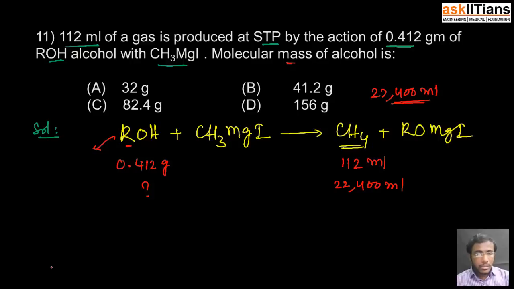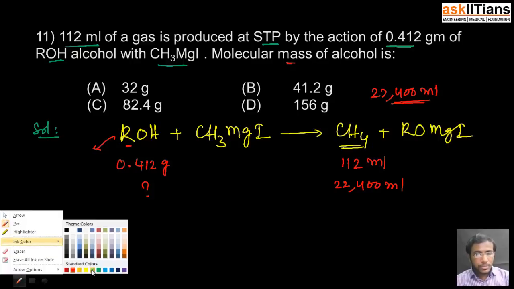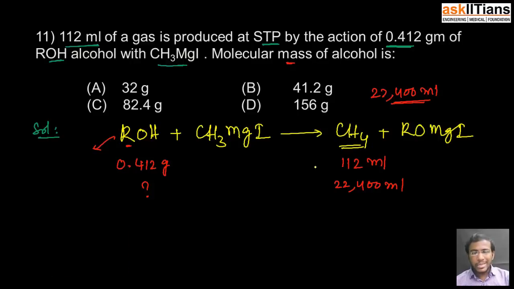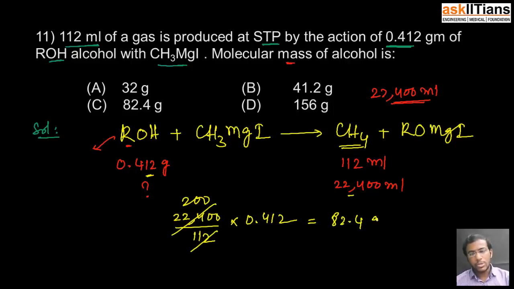So the question is done. We get 112 ml from this much alcohol, so 22,400 ml will come from 22,400 divided by 112 into 0.412. If you multiply this, you will get 82.4 grams. This is the molecular weight of the alcohol taken. So that is 82.4. Option C is the correct one.